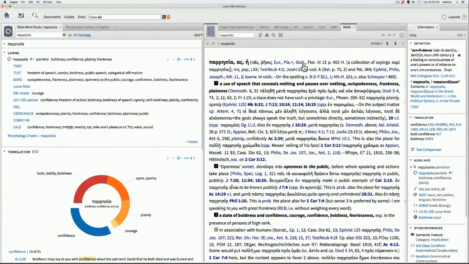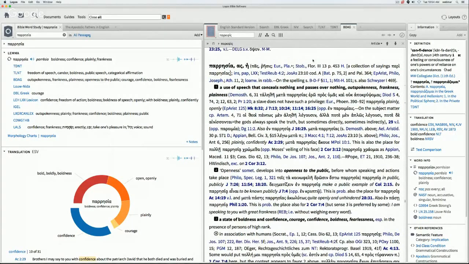BDAG is an abbreviation of the authors' initials, but the full title is A Greek-English Lexicon of the New Testament and Other Early Christian Literature. So this is a great one to have because it not only focuses on words just in the New Testament, but it also broadens that to other early Christian literature, such as the Apostolic Fathers. And this is one of the highest recognized lexicons in the field.